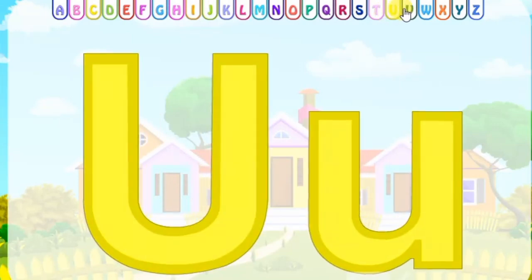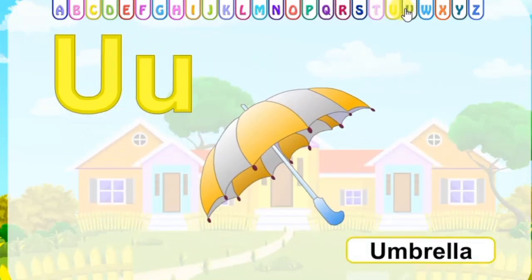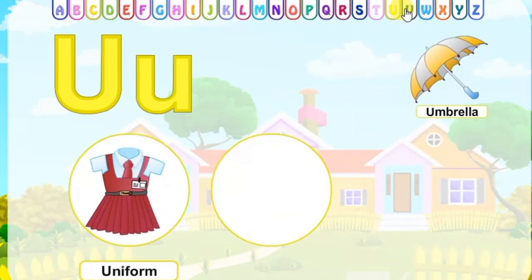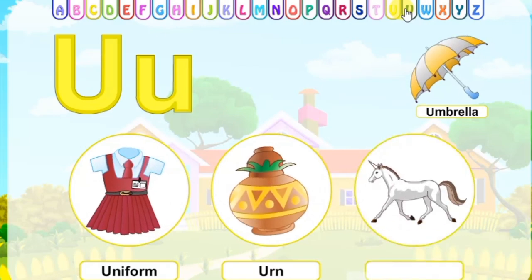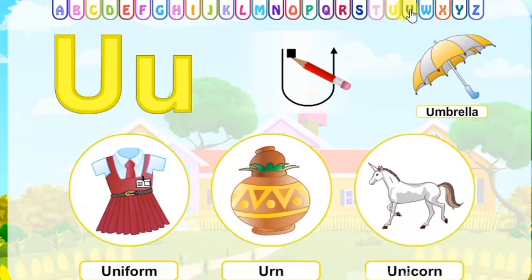U. Umbrella, uniform, urn, unicorn. Join the dots to make U.